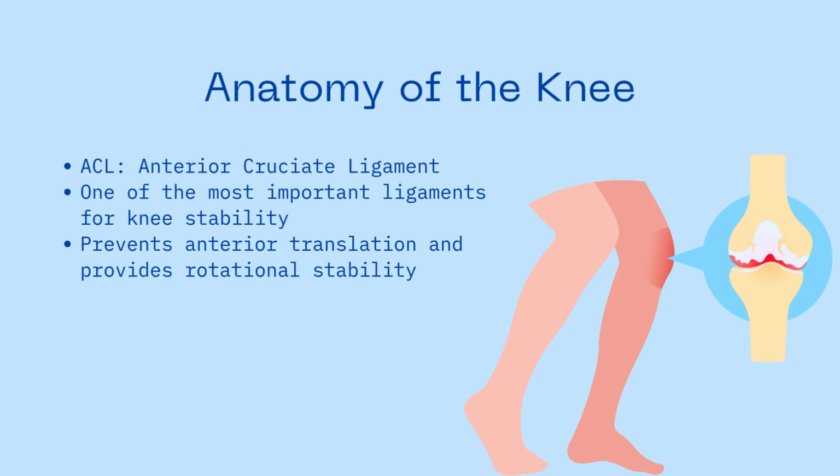Now, the anatomy of the knee, as far as the ACL is concerned, is one of the most important ligaments for knee stability. It prevents anterior translation and provides rotational stability. What that basically means is that when you're running, you have to change direction. The ACL is really important for keeping the femur and the tibia together and then allowing the muscles to act around the joint. So it's a static stabilizer. If you didn't have that there when you actually plant and move, your joint would shift and it would cause you to have some instability as well as pain and discomfort.